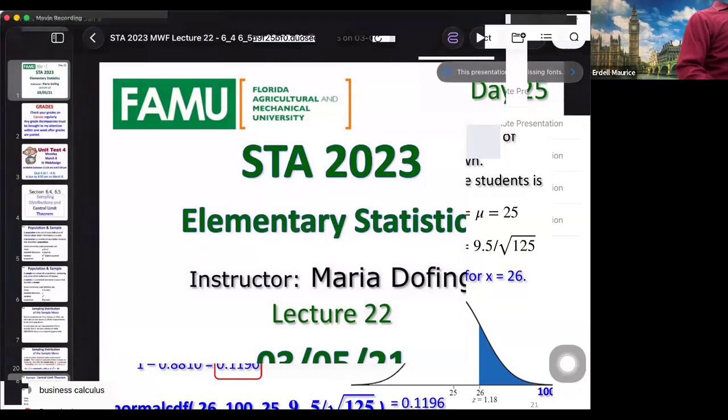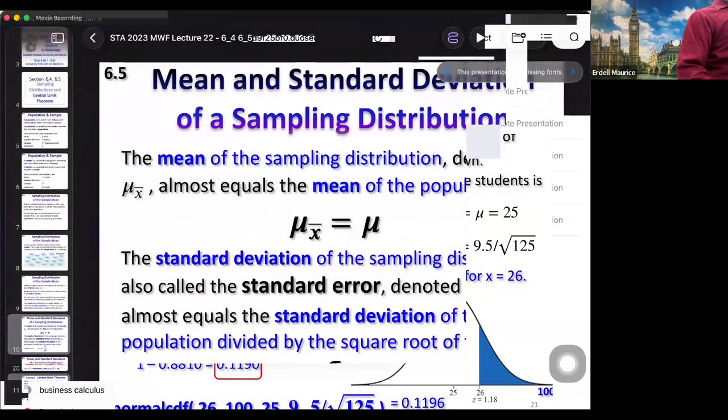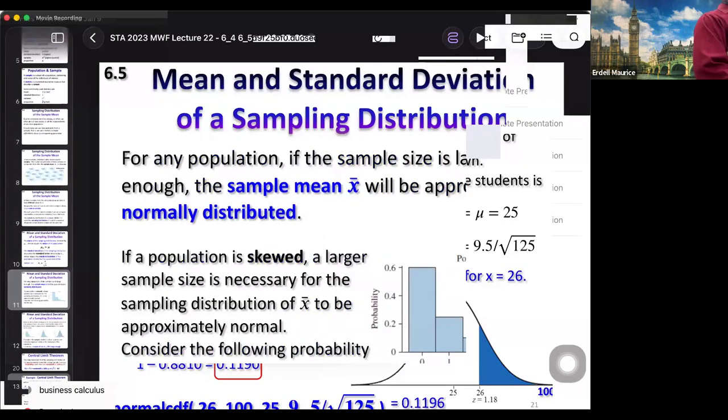The standard deviation, I lost my page. The standard deviation is going to be the standard deviation for the individual divided by the square root of n. And so the standard deviation for the sampling means will always be smaller than the standard deviation for the individual person. Questions there? All of this is provided.